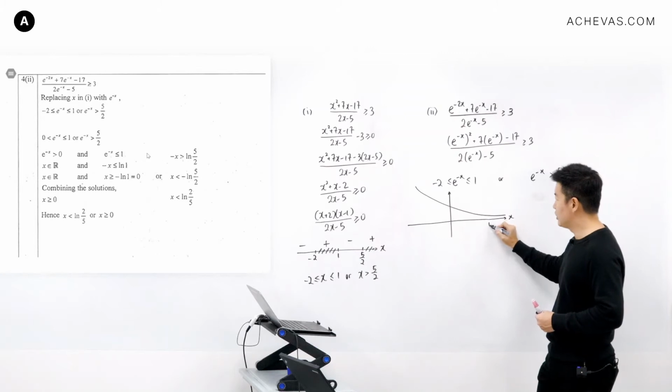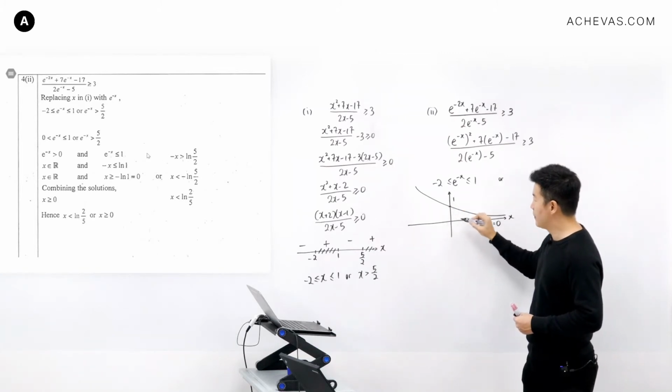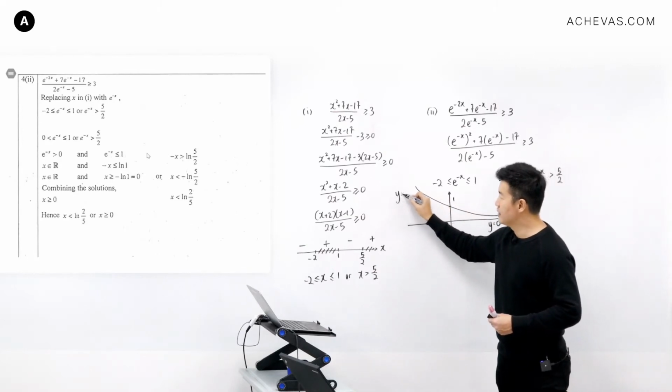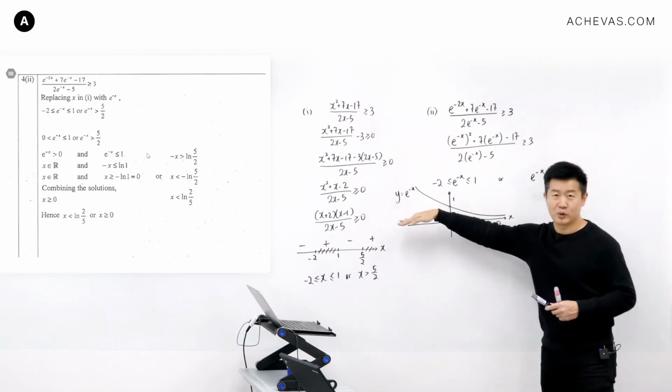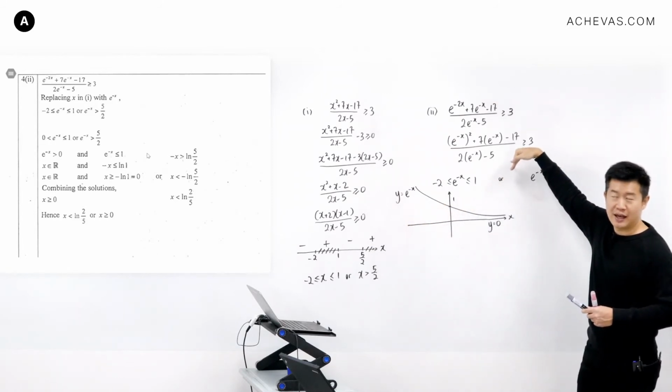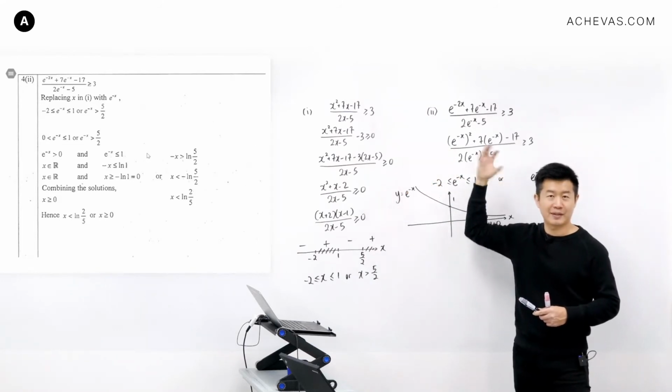A horizontal asymptote at y equals 0. This point here is 1. This is my graph of y equals e to the power of minus x. Basically, what I do is I draw the graph of y equals e to the power of x. Then I reflect it about the y-axis because I replace x by minus x.